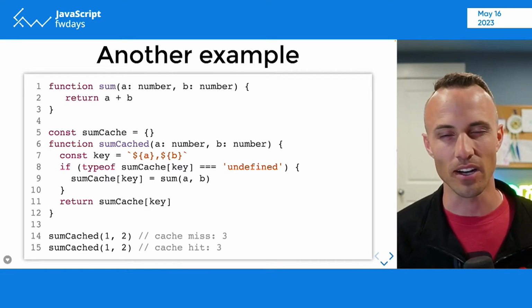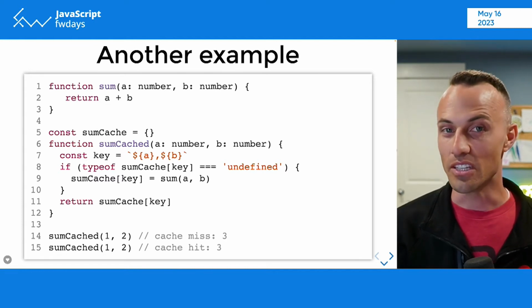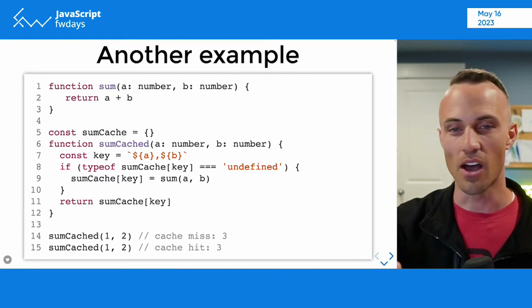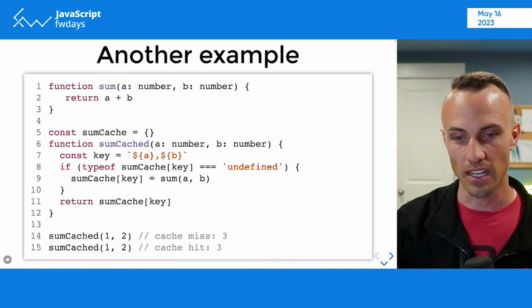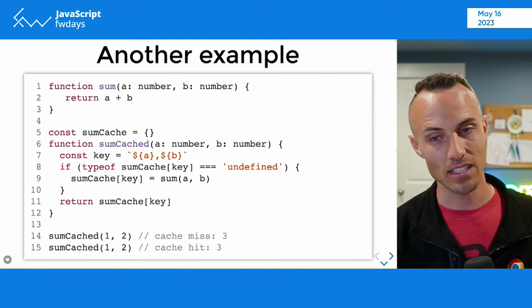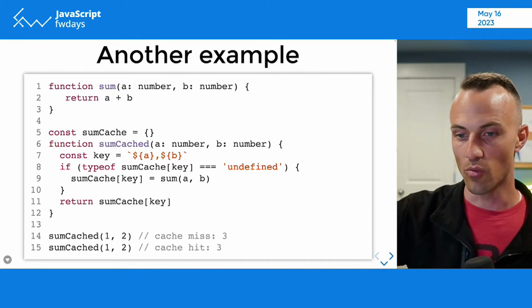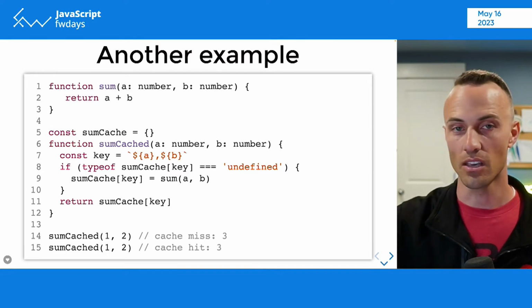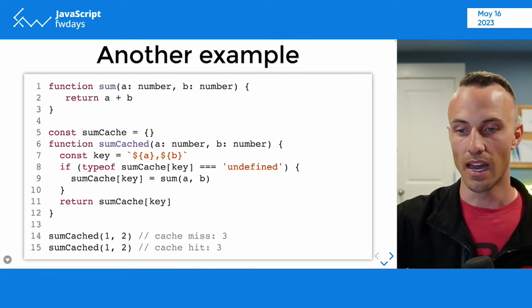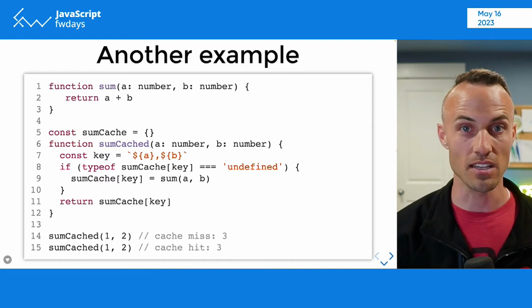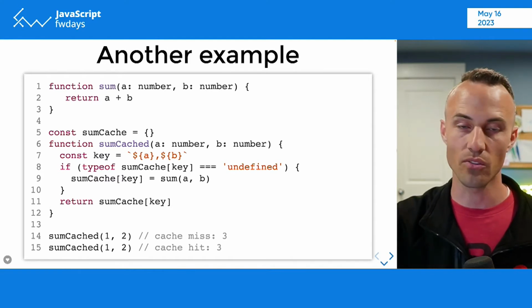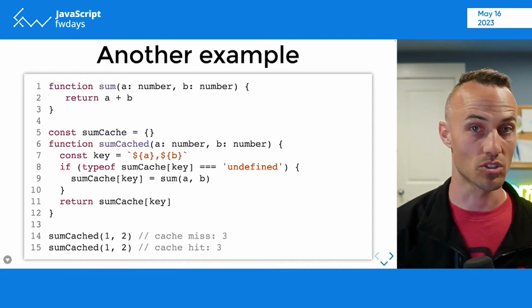It's not really a heavy function. We're just using this for illustrative purposes, but we call that sum function and assign it to that value in the cache. And then the next time we call sumCached, we're going to compute that same key. The key will look exactly the same, 1 comma 2. And then when we do the type of check, that actually does exist in our cache. And so we'll skip over that if statement and just return the value.